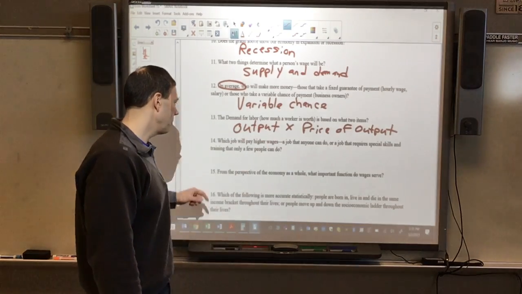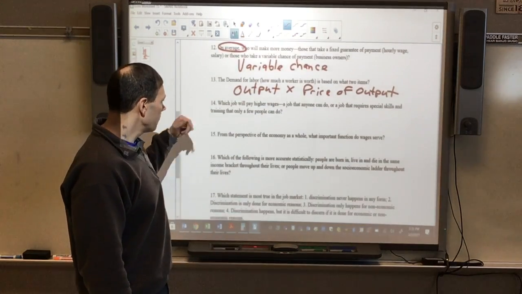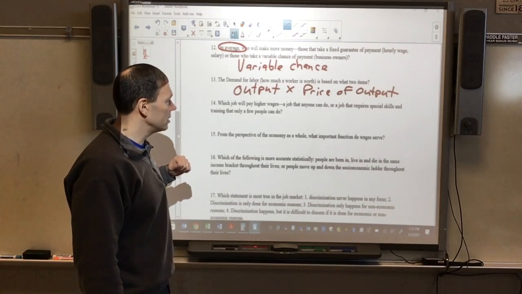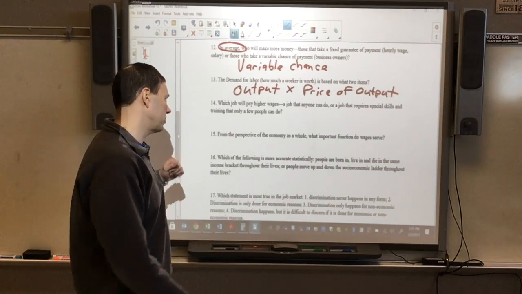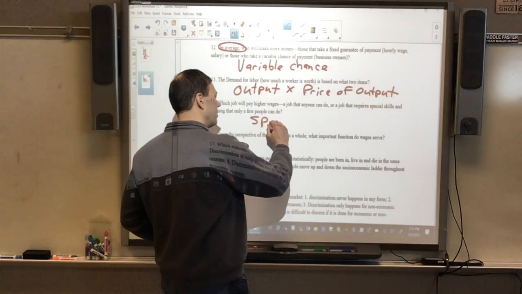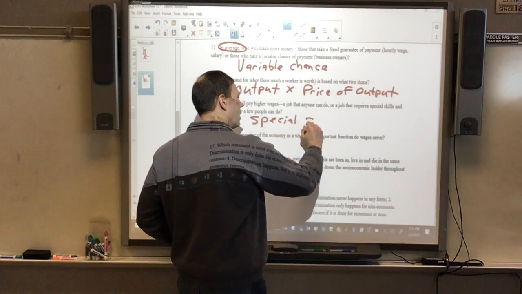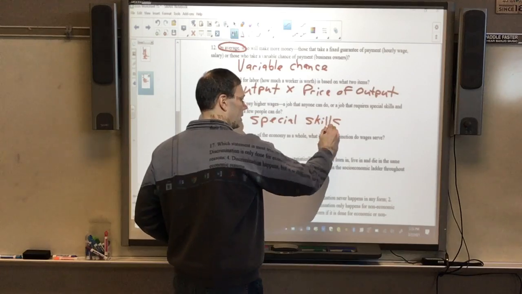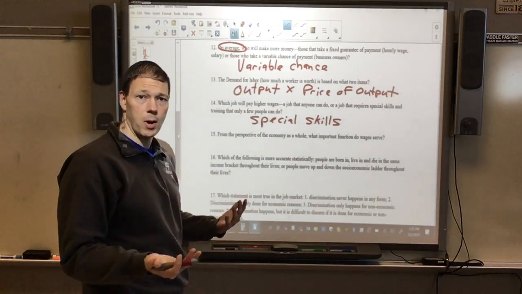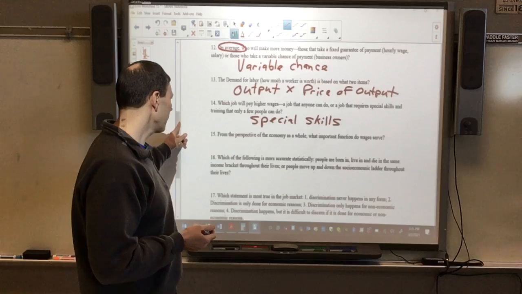Okay, so that's important. Number 14, which job is going to pay higher wages? A job anyone can do or one that requires special skills? Well, of course, the special skills, because the supply of labor is going to be a lot lower. Okay, anytime you have a low supply, you have a higher price, in this case, the price of labor.